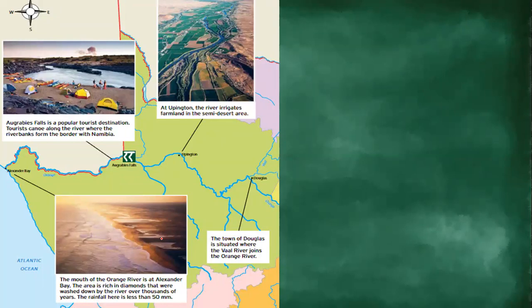Augrabies Falls is a popular tourist destination. Tourists canoe along the river where the river banks form the border with Namibia. The Orange River irrigates farmland in the semi-desert area. At the mouth of the Orange River at Alexander Bay, the area is rich in diamonds that were washed down by the river over thousands of years. The rainfall here is less than 50 millimeters. The town of Douglas is situated where the Vaal River joins the Orange River.